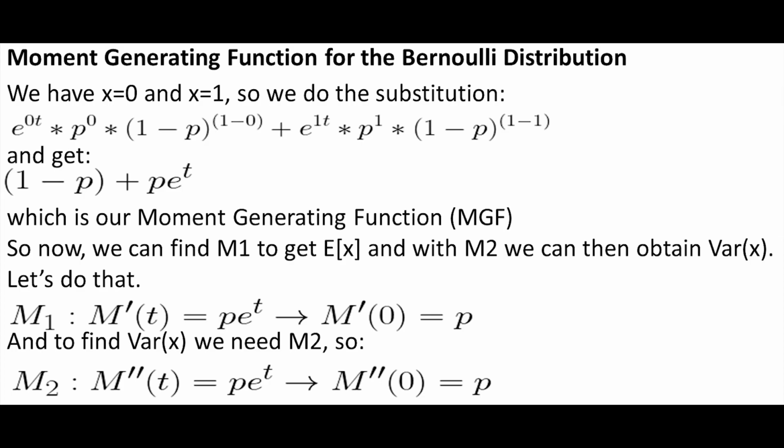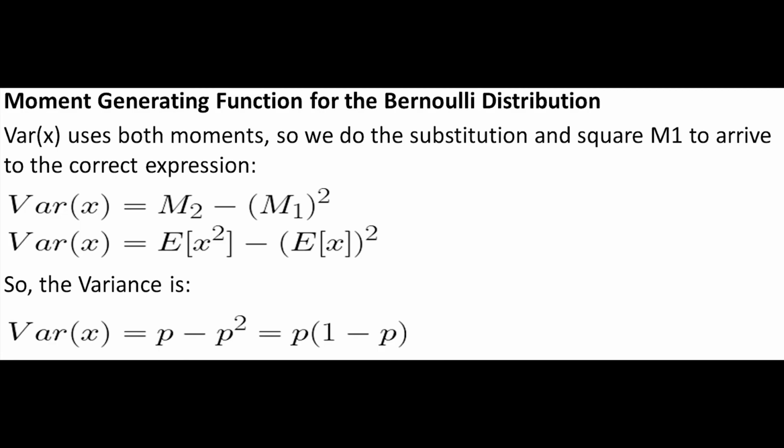To get our first moment, we find its first derivative and plug in 0 for t to get p. To find the variance, we need E of x squared. We need the second moment. To get that, we differentiate the function again and plug in 0 for t again to get p again. So our variance from the formula is m2 minus m1 squared. In other words, p times 1 minus p.